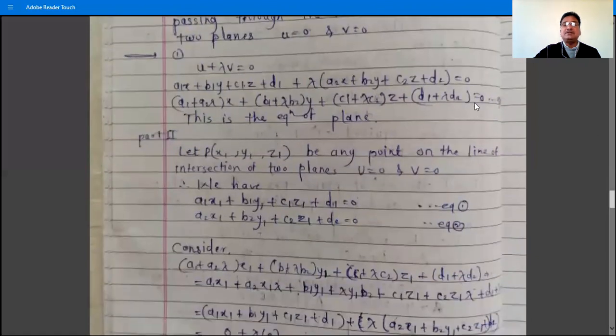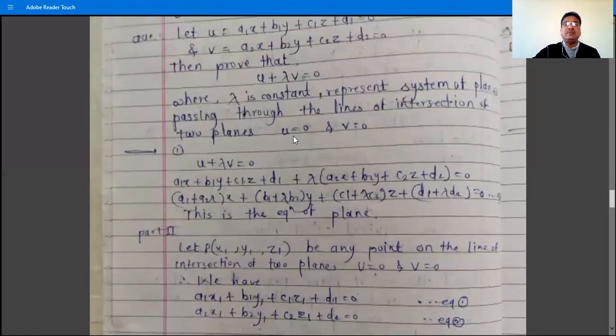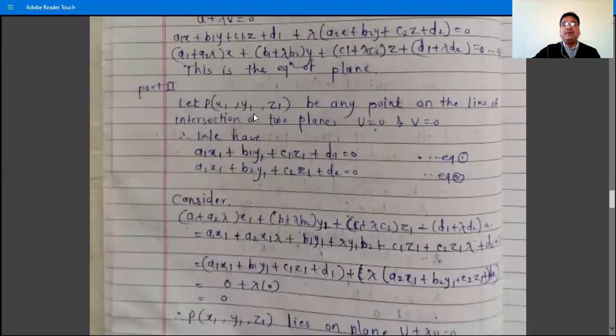And obviously this is the equation of a plane. So U plus lambda V is equal to 0 is the equation of a plane. Why is it the equation of a plane? This is in the form Ax plus By plus Cz plus D is equal to 0, and so this equation represents a plane. Now we have to show that this equation represents a plane passing through the line of intersection of U is equal to 0 and V is equal to 0. Let P(x1, y1, z1) be any point.